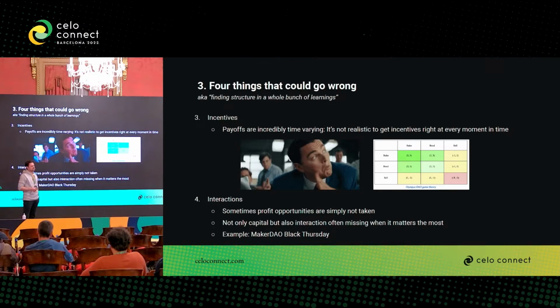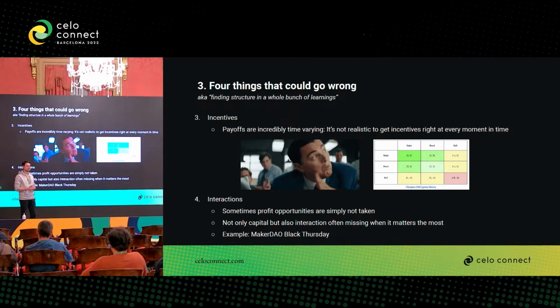And then interactions. We realized that even if you have the liquidity in the market that you need, you have the collateral in reserve that you need, and the incentives are currently spot on, then still you actually need a fourth ingredient for things to work. You need somebody to actually take those incentives, right?